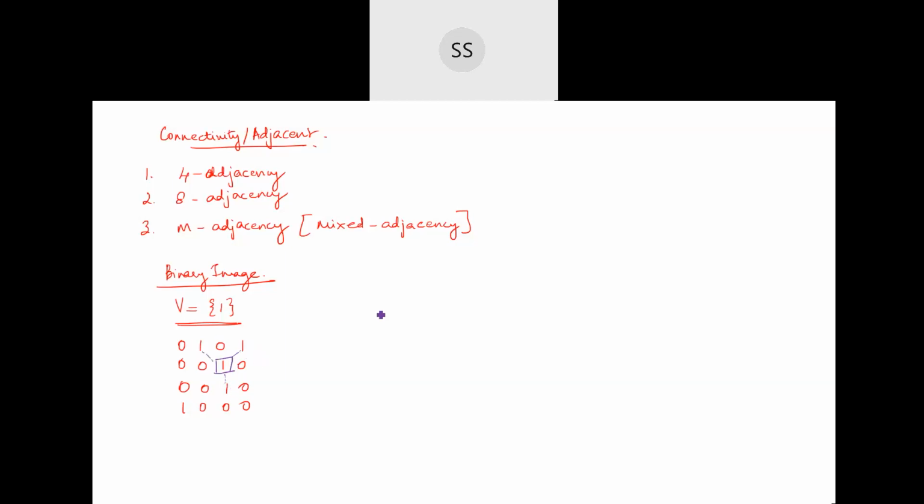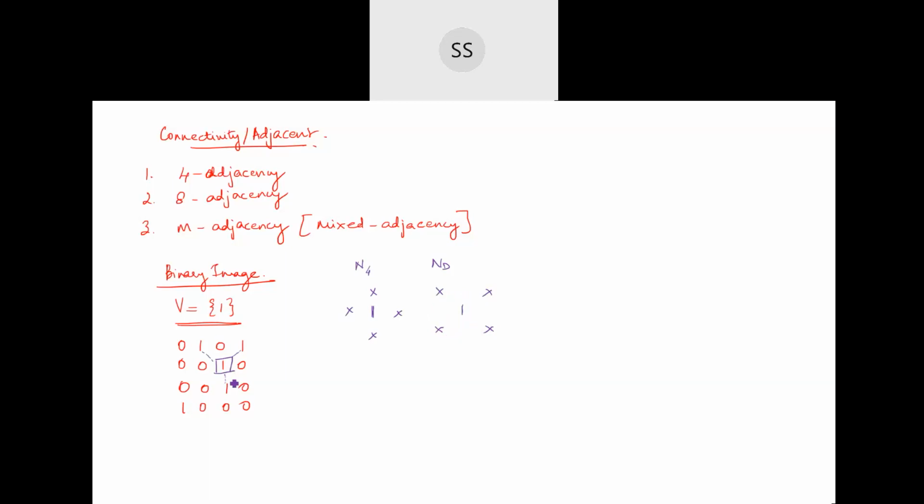Now you know that when I take a pixel, I consider the four neighbors. When I say the four neighbors, it has to be either to the top, bottom, left or right. This is for the four neighbors, isn't it? When I talk about the diagonal neighbors, or you can say the eight neighbors, you're going to consider even the diagonal ones. The diagonal connectivity is also considered.